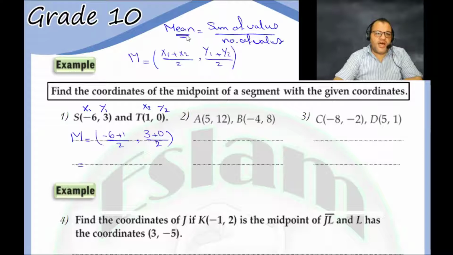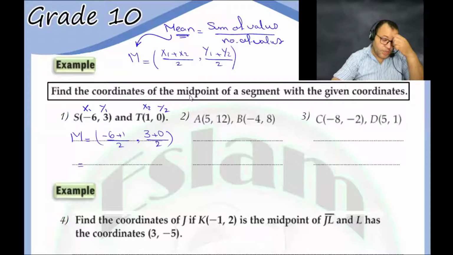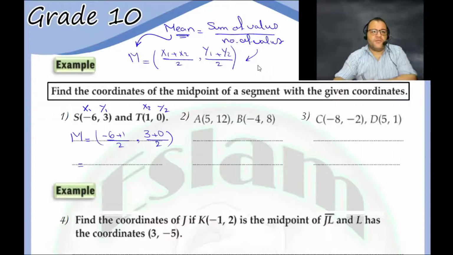So the mean, which is the average, is the number which lies at the middle. If you need to find the middle, you find the sum of the two values. You have two x's, x1 and x2, so divided by 2. And y1 and y2, two y's, then you divide by 2. You know why you divide it by 2? That's the formula. But how do we find the answer from the mean formula?